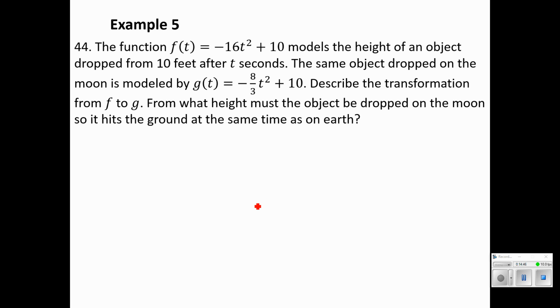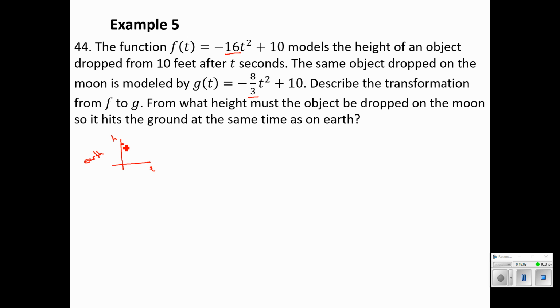So you can see the only change is this 16 turned into an 8/3. So something affected how fast this graph is moving. And if you think about it, if we have time and the height of an object on Earth, then naturally if we start off at a certain height, it's going to fall quickly.